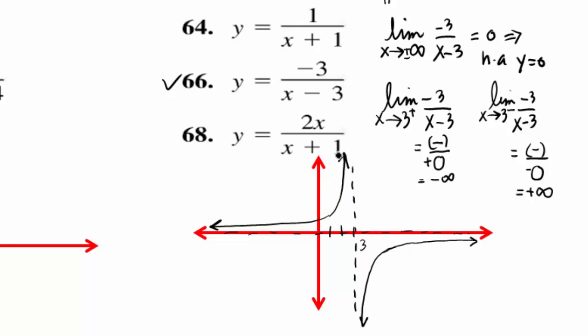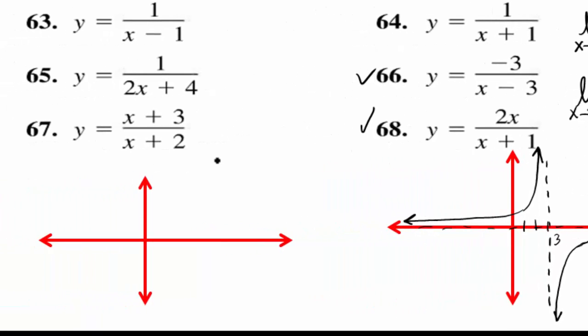Alright, how about number 68? Let's do number 68. So in number 68, when we take the limit of this function of y as x approaches plus or minus infinity, we see that the horizontal asymptote is y equal to 2. So let's go ahead and plot the horizontal asymptote.